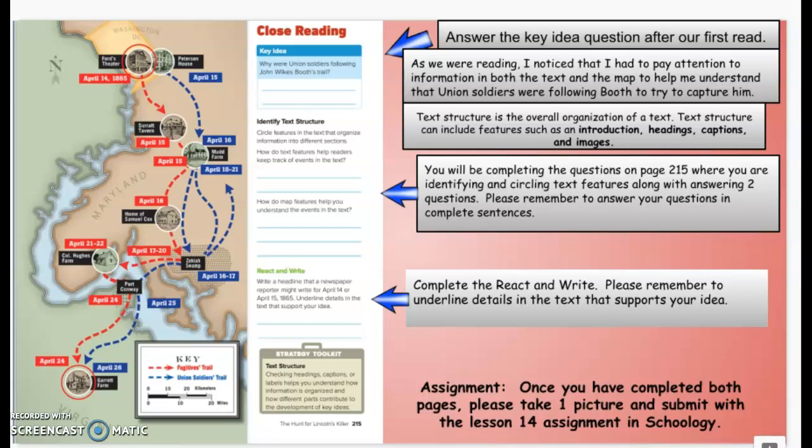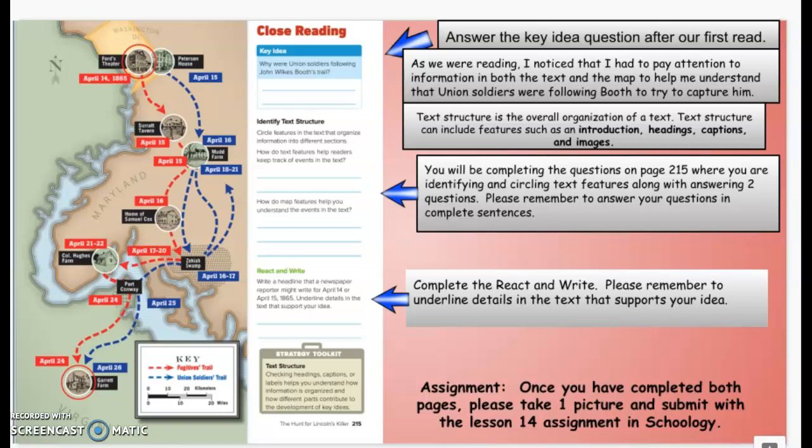Now again, if you look at the text structure of this, it gives us some really good organization, and it gives us some good information that stands out. It's easy for us to see visually. Now text structure includes the features, the introduction, the headings, the captions, and images.